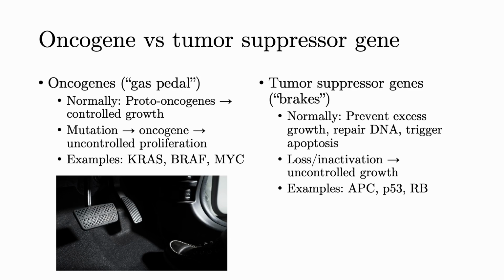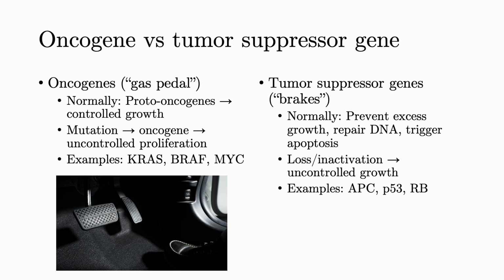First off, it's essential to distinguish between oncogenes and tumor suppressor genes, two types of genes that control cell growth in opposite ways. Oncogenes are like the gas pedal of a car. Normally, their precursor forms, called proto-oncogenes, help cells grow and divide in a controlled way. When a proto-oncogene is mutated or overactivated, it becomes an oncogene and drives uncontrolled cell proliferation, contributing to cancer. Examples are KRAS, BRAF, and MYC.